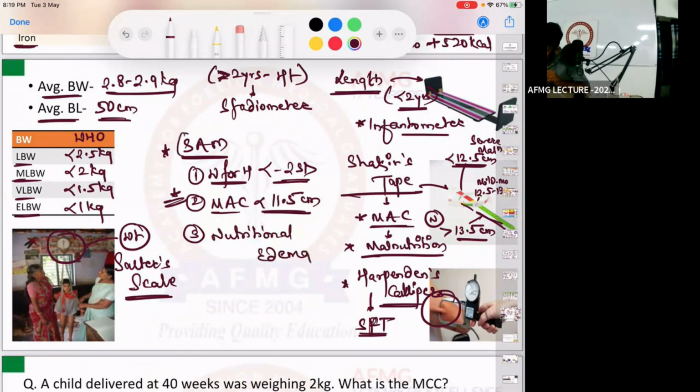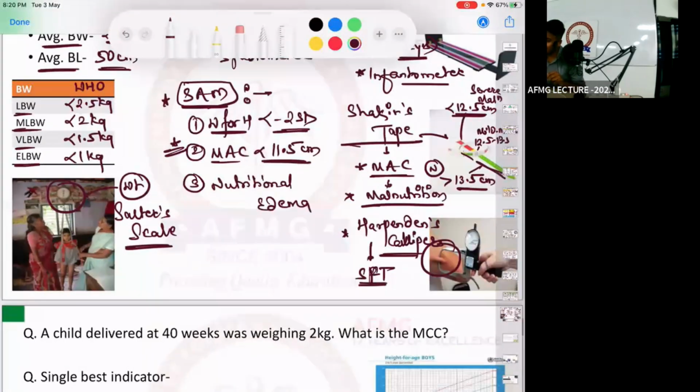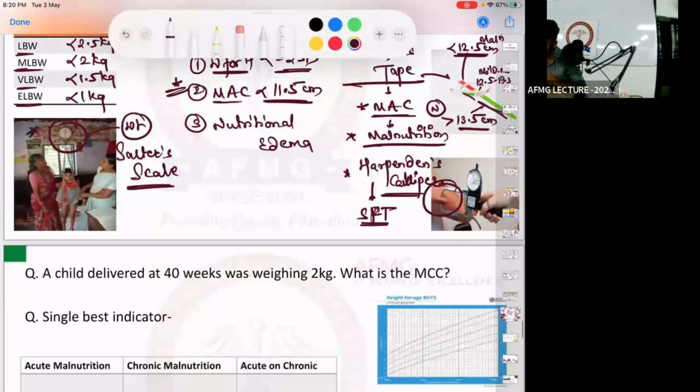So when you classify the child as severe acute malnutrition or SAM: first, weight for height less than minus 2 standard deviation. Mid-arm circumference less than 11.5 centimeter. Nutritional edema present. Okay, no issues with this. Usually it is minus 3 also. Some books refer to it as minus 3.